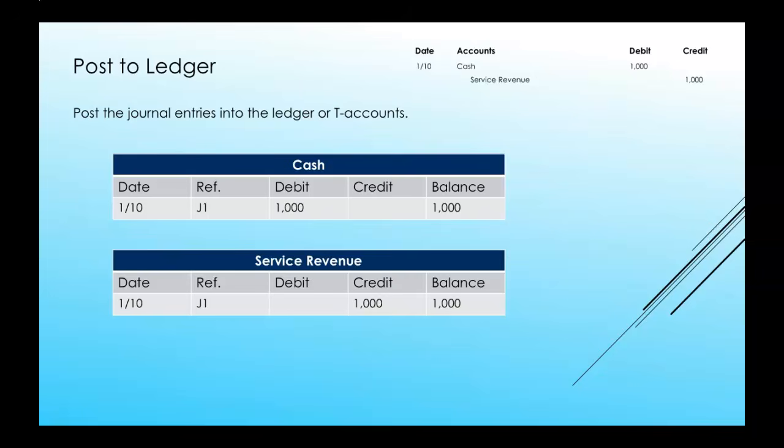Then we also want to post the information to service revenue. So again, the date, the reference is the same as the cash, but here we credited service revenue $1,000. So we put that $1,000 over in the credit column, and then we update its balance as well.